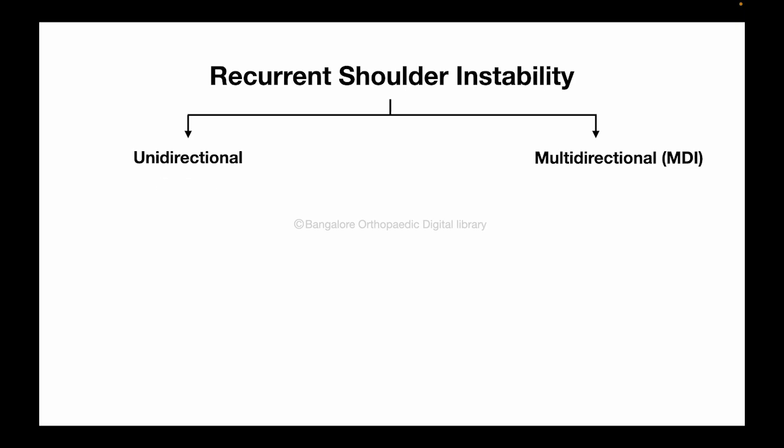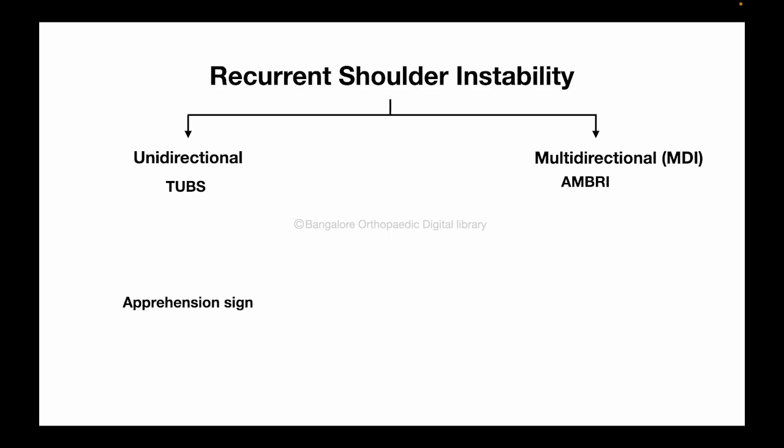Using these, the mnemonic TUBS is often used to describe unidirectional instability. The second group, the MDI or multidirectional instability, is atraumatic in nature. It is multidirectional as the name suggests. It is usually bilateral. The key treatment for this type of instability is rehabilitation with physiotherapy. Rarely, a capsular imbrication surgery may be needed. And using these, the mnemonic AMBRI is often used to describe multidirectional instability.